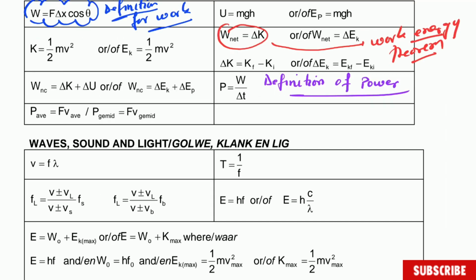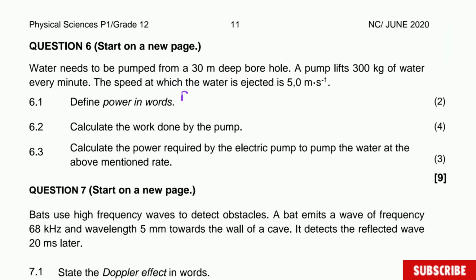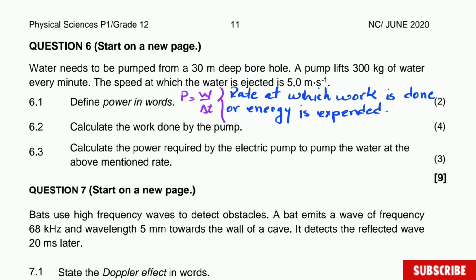And guys, to do that one, we're going to go to the formulas, and I want you to look here. Here is the formula for power, and so that is the definition for power. Now if we come here, the formula is power equal to work done per unit time. So how do we read this one for definition? We are going to read it as the rate at which work is done or energy is expended. This one is the definition for power. Calculate the work done by the pump.